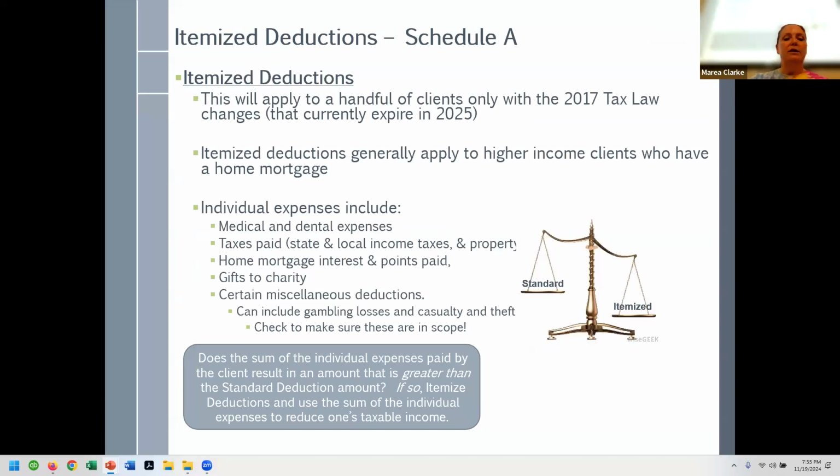All right, itemized deductions. Again, this is not very common, but it will include expenses such as medical and dental expenses, taxes paid like state and local income taxes and property taxes, home mortgage interest, gifts to charity, and it can be some miscellaneous deductions as well.